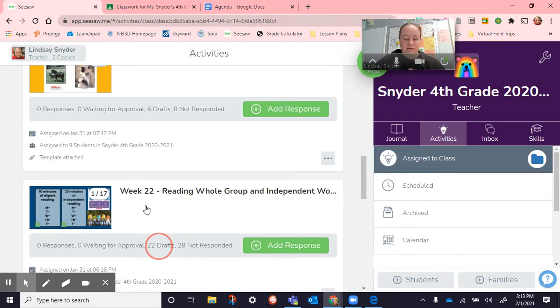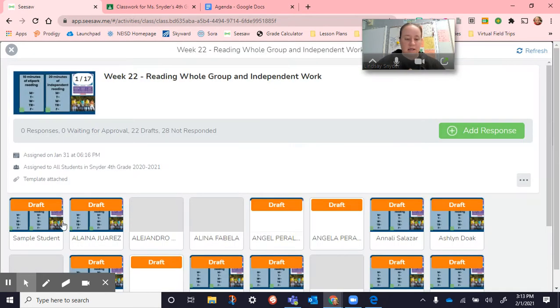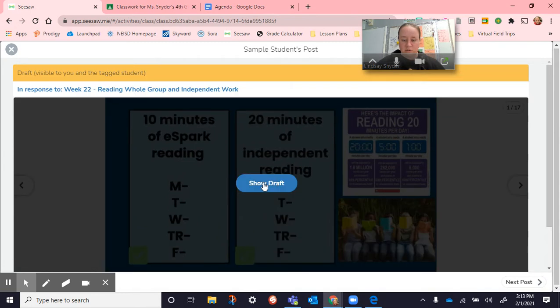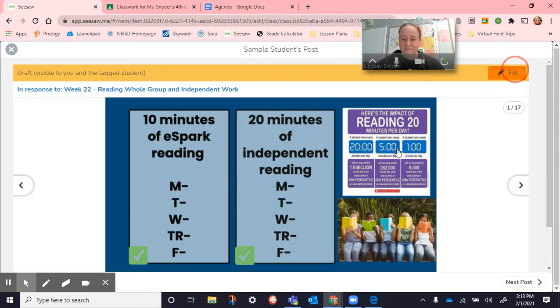And this first page here has a tracker. I want everybody doing 10 minutes of eSpark each day and 20 minutes of independent reading. So it has the little green check marks where you can check off and keep track of your times and everything there.